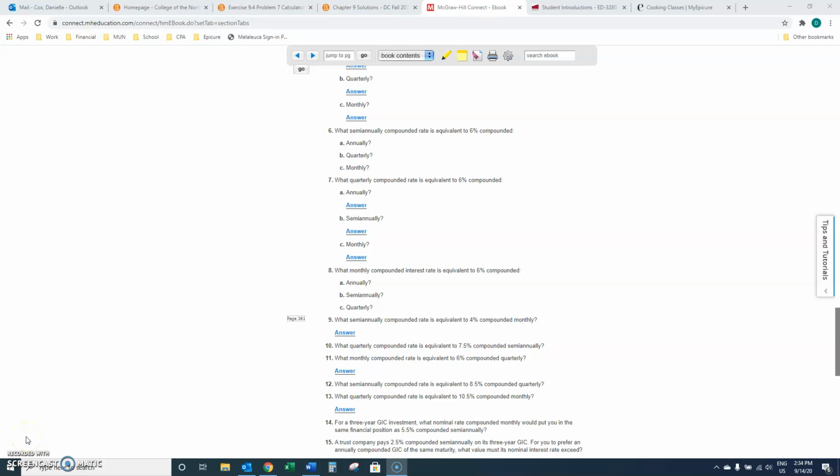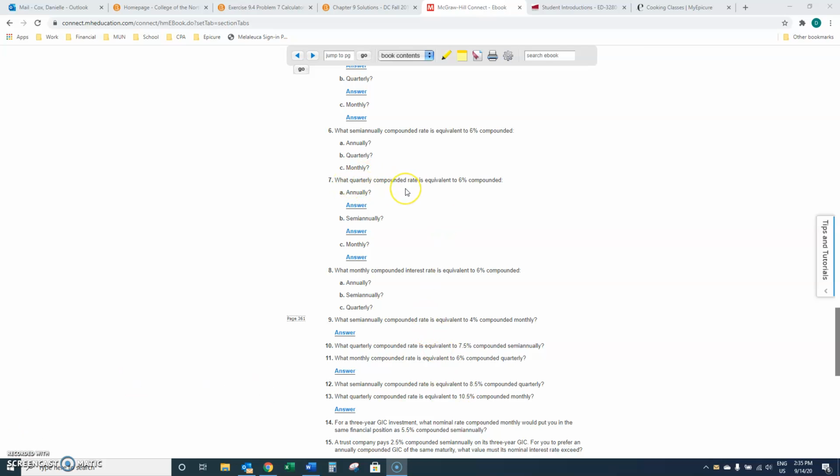Okay, now we're looking at section 9.4, which is on equivalent interest rates. And we're going to look at number 7. I did post the calculator solutions for number 1. Number 5 is pretty similar, so I left that one out. Number 7, I've got them here again.